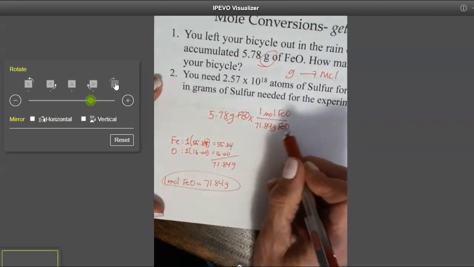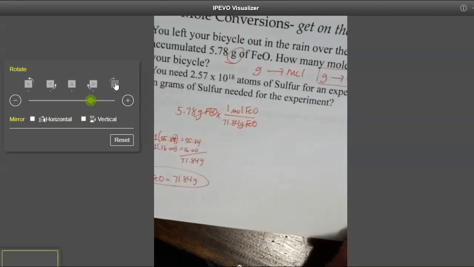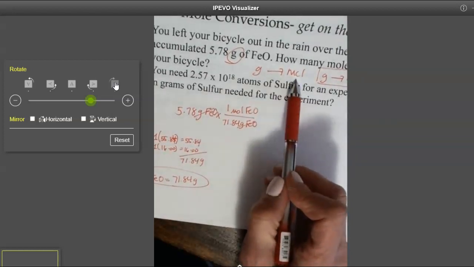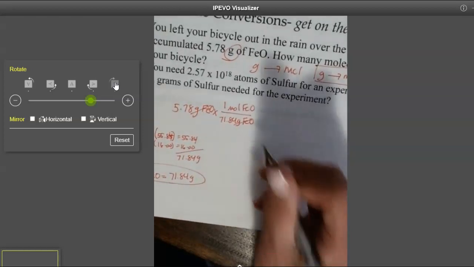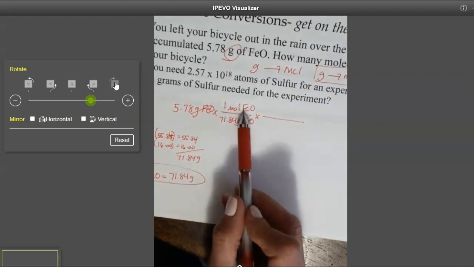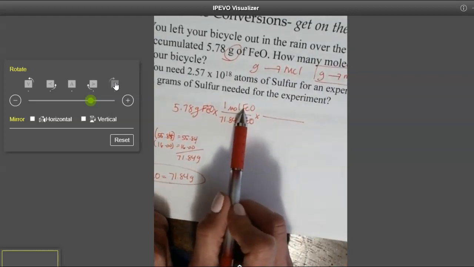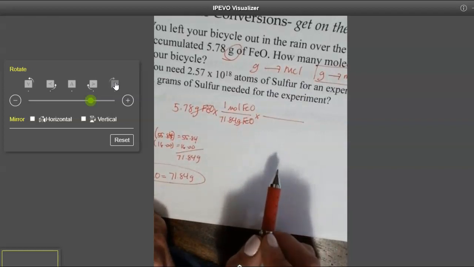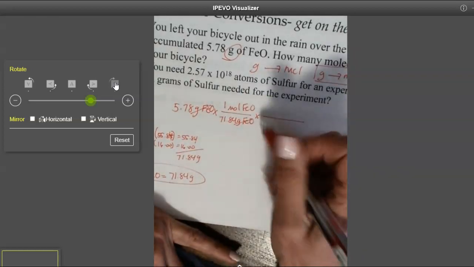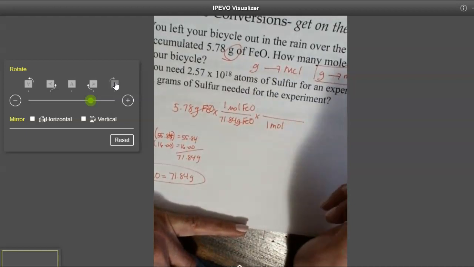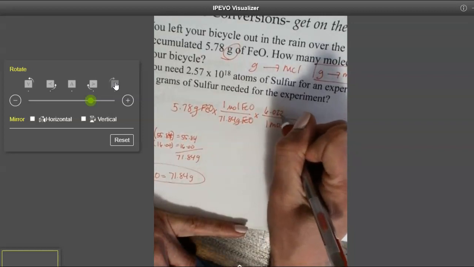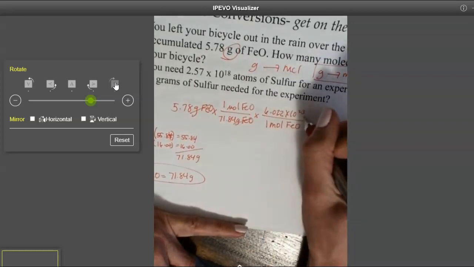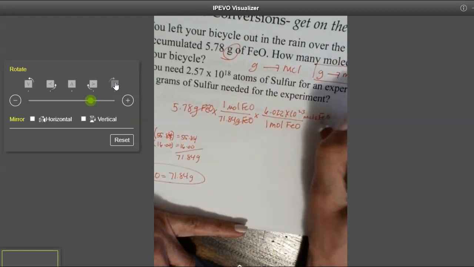So our grams of iron 2 oxide cancel out. But we're sitting at moles, but we really need to get to molecules. We got one more step to go because it says how many molecules of FeO. Right now we're in mole city, and we've got to get to atoms or molecule city. So this is where I'm going to jump on Avogadro's highway. So 1 mole of anything, in this case it's FeO, is equal to 6.022 times 10 to the 23rd molecules of FeO.